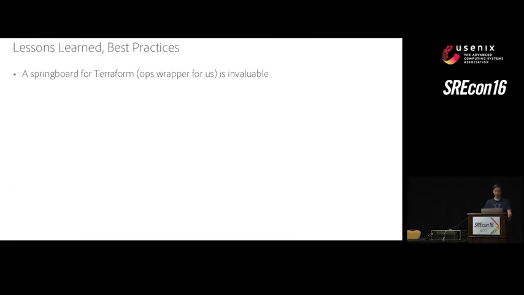So some of the things that we've learned, some of the best practices, if you will, from our perspective, using a springboard for Terraform, the ops wrapper for us is completely invaluable. Terraform was honestly pretty hard to work with before, and now it is wonderful. So Terraform HCL plus Jinja, I kind of mentioned this already, is a lot easier to read and write than Terraform JSON. One of the reasons why I really hated CloudFormation was because JSON is literally impossible for a human to write. So, missing commas and closing brackets and all that.